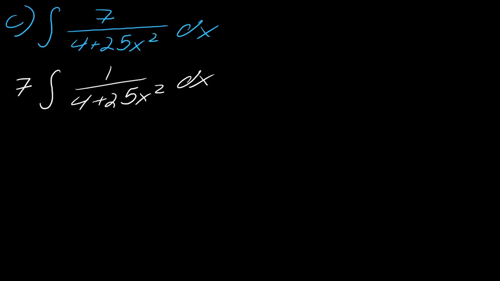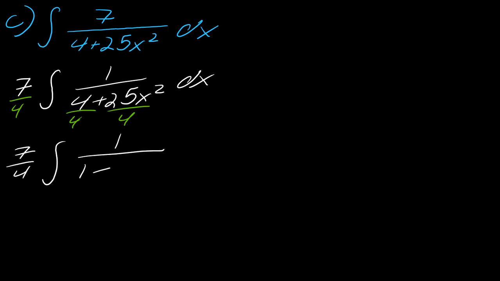So you can actually manipulate this now to force this to be 1. If I want this to be a 1, what would I have to do? I would have to divide every part of this by 4. So I'm going to do that. I'm going to divide this by 4, this by 4, and this by 4. Then look at what I get: 7 over 4 times the integral of 1 over 1 plus 25 over 4x squared dx.